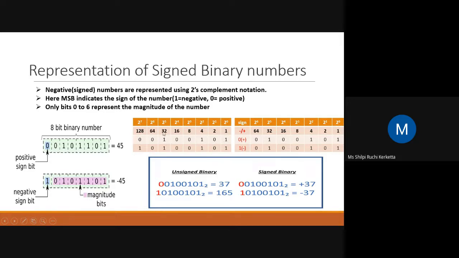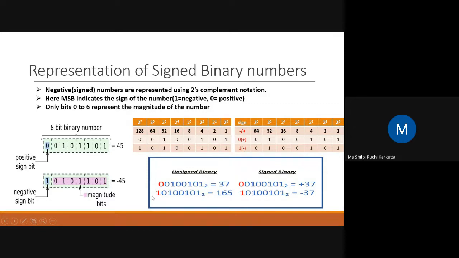So we will add 32 plus, because 1 is there here, and 1 is there here, so we will add 32 plus 4 plus 1. That becomes 37. So we know this value is 37.